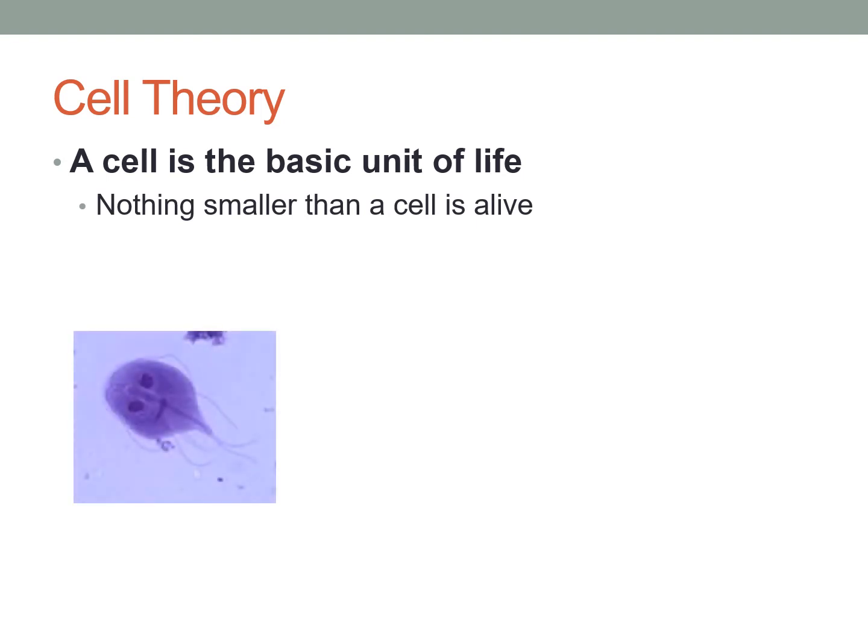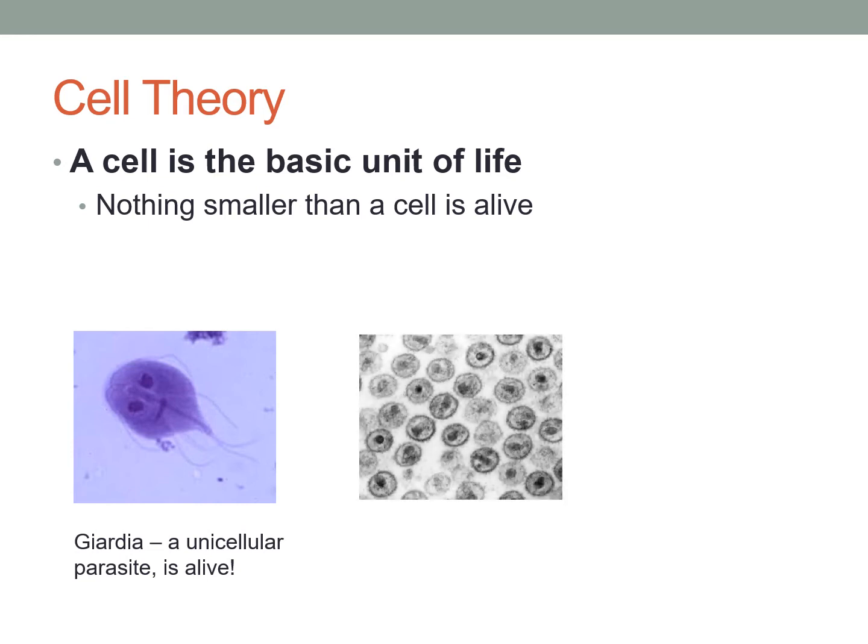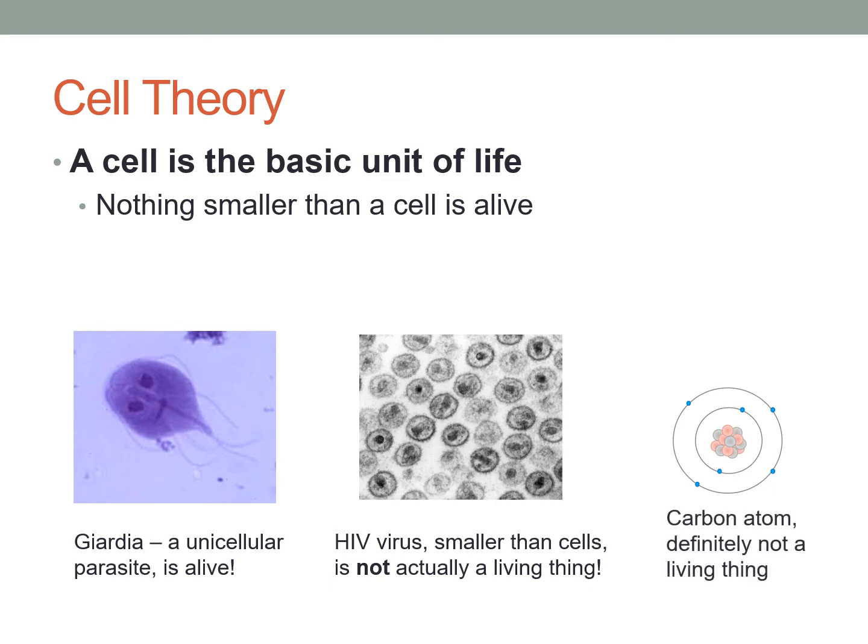So nothing smaller than a cell is alive. Here is our friend Giardia, a single-celled parasite, right? That's alive, swimming around, giving you diarrhea. All right. This is the HIV virus, magnified relative to this about 1,000 times. It's teeny, tiny, right? Just a little bit of genetic material inside a protein shell. Not alive, not technically. And certainly a carbon atom is definitely not a living thing, right? That's what makes up steel. It also makes up a lot of us, but on its own, it is not a living thing. So, cell is the basic unit of life. That's the take-home point here.